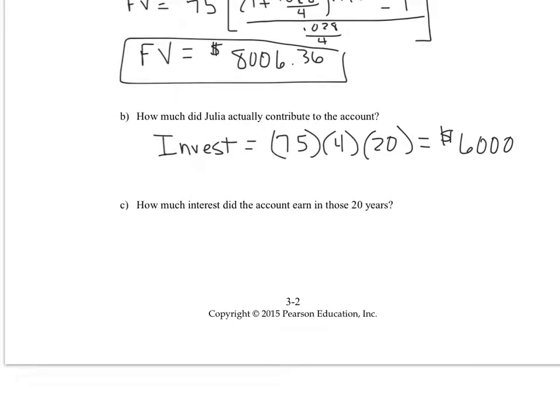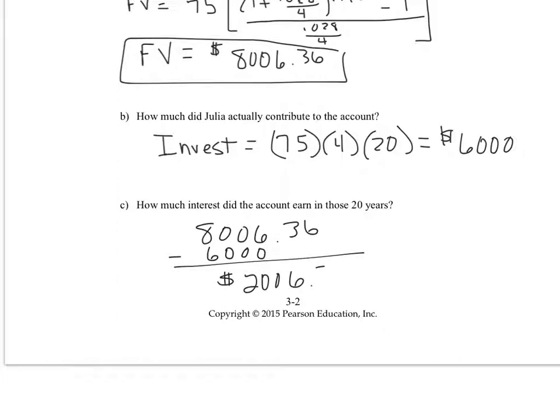Now, if I need to calculate how much interest actually was earned in those 20 years, all I have to do is take the difference between these two. So if I take $8,006.36 and I subtract $6,000 from it, I'm going to have $2,006.36.